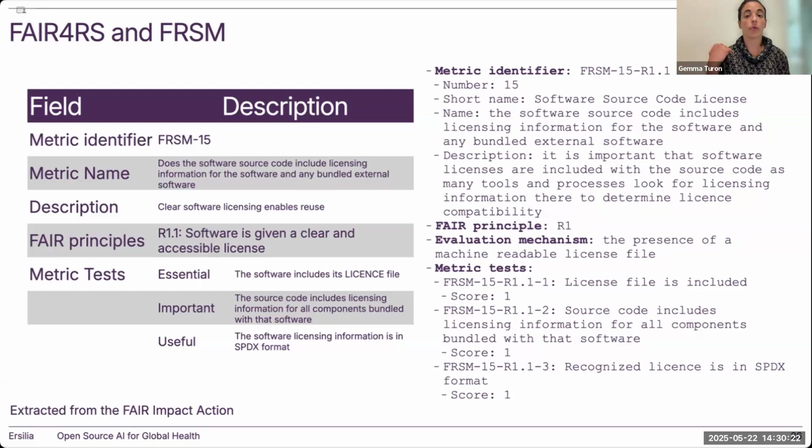And you can score up to 3 points. So the first point is if you have this license file in your root repository. Great, that's a 1. Another point is whether this information is included for all the components with that software. Another point is whether this license is in this internationally recognized SPDX format. So this is how you abbreviate the licenses. There is a specific way to do it.